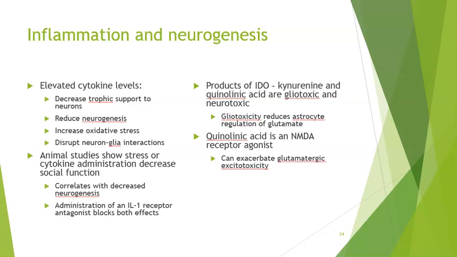So that's kynurenine and quinolinic acid. Those are both gliotoxic and neurotoxic, so they can damage those astrocytes, and that reduces the regulation of glutamate. And quinolinic acid is an NMDA receptor agonist, so it can actually exacerbate that glutamatergic excitotoxicity. So during inflammation, what we see is that it's not just affecting the monoamines, but now it's also affecting glutamate and GABA.